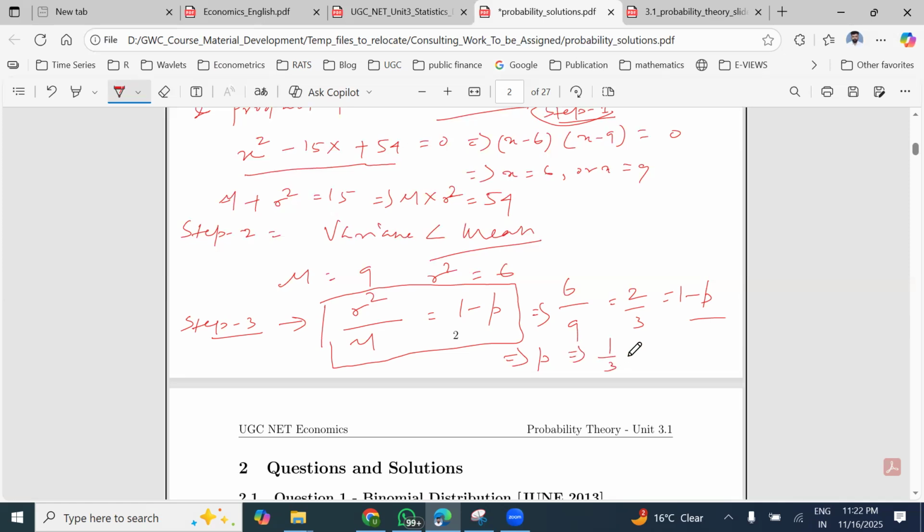Now from here, you got this ratio. The last step, step number 4, is to calculate only n. Already you know np is equal to 9, not 4, 9.